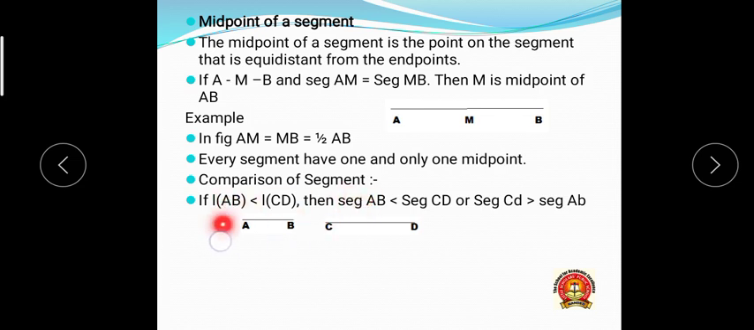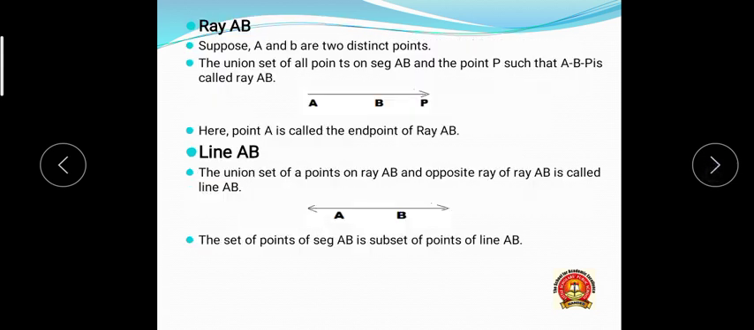Comparison of segments: see here, if the length of AB is less than the length of CD, which segment is greater and which is smaller? If you look at segments AB and CD, obviously you can say that CD is bigger than AB, or you can say that AB is smaller than CD. So these are the two symbols used for the comparison of segments.